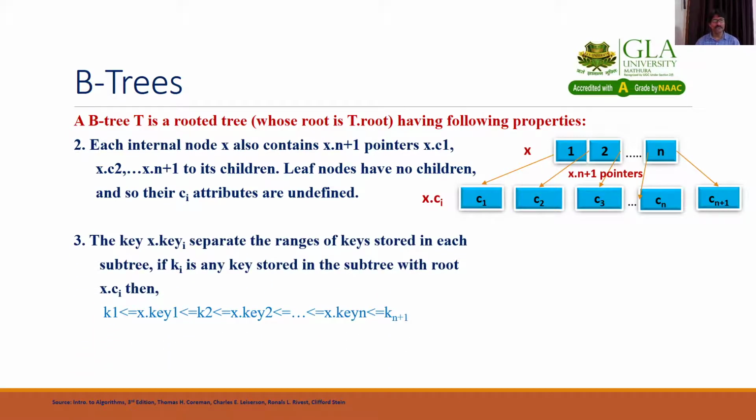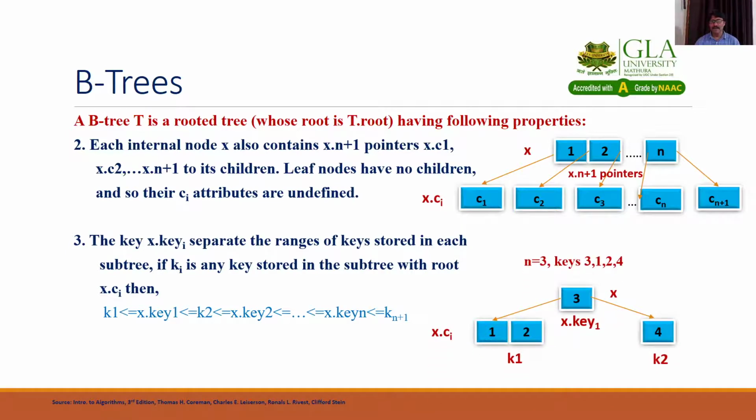Now the third, the key. X dot key i separates the ranges of keys stored in each subtree. It means if you have keys, I'm taking a simple example, n equal to 3. In this there are keys 3, 1, 2, 4. Suppose you have X dot key 1 at the place of root. If you have 1, 2, 4, then 1 and 2 will go in the left direction. The rightmost elements we call K2, and the leftmost we call K1. So these 1 and 2 will go before the 3.